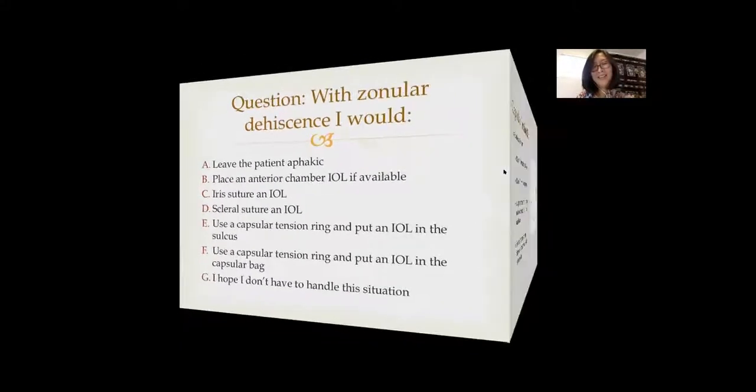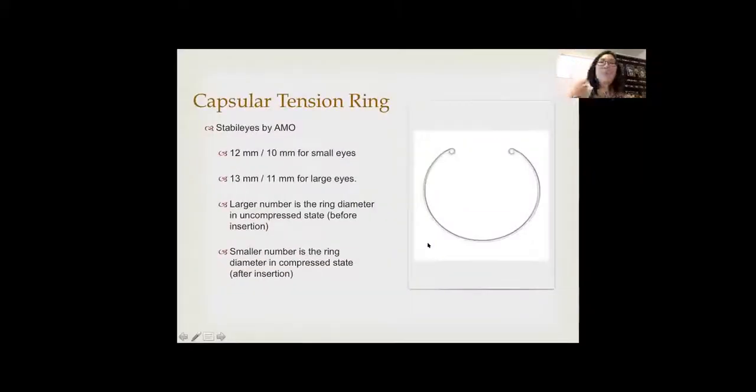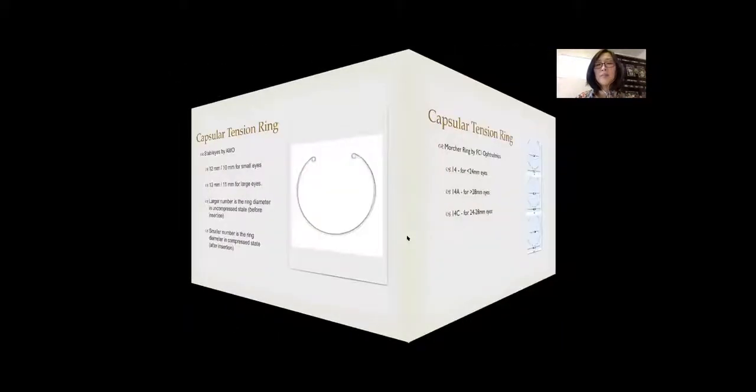Let's see. Okay, these are the capsular tension rings. They're put out by various companies. This is stabilized by AMO. It comes in 2 sizes, the 12/10 and 13/11. The larger number is the ring diameter in the uncompressed state, and the smaller is when it's in the compressed state after you insert it.